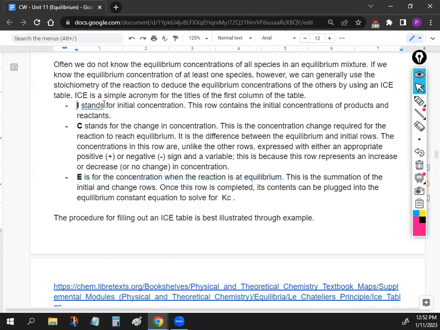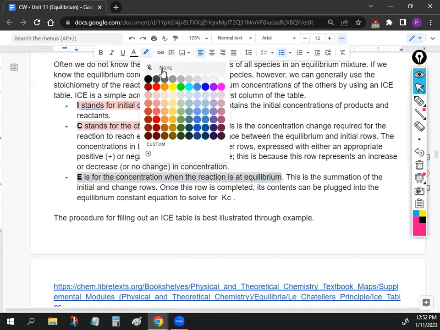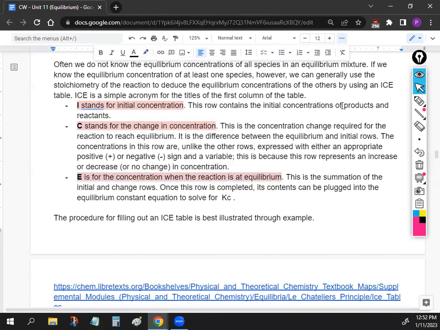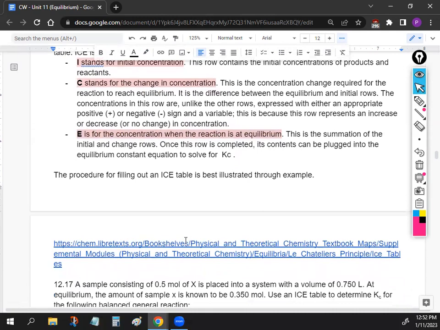Okay, so those are the things I think are the most important to write down. Let me highlight it for you just so that you guys have it. But I'm going to show you guys how to use this table in just a second. All right, so there's a link right here if you guys want to go and read a longer description about the ICE table. You just really need to know how to use it. They're not going to ask you any questions about the ICE table itself. You're just going to have to use it in order to solve your problems.